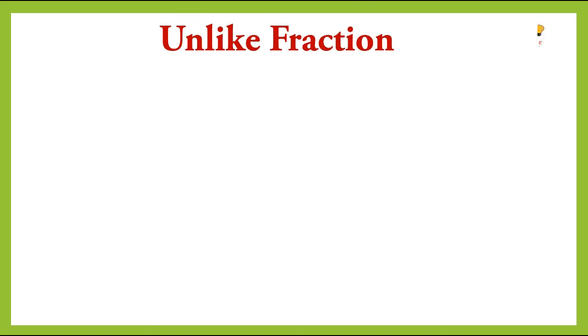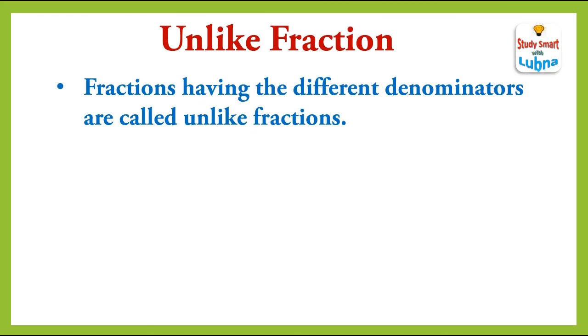Unlike fraction. Fractions having different denominators are called unlike fractions. For example, 8 upon 7, 9 upon 5, 6 upon 2. Here you can see in all these three fractions the denominators are different: 7, 5 and 2. So this type of fraction is called an unlike fraction.